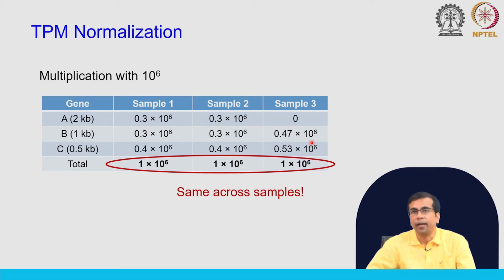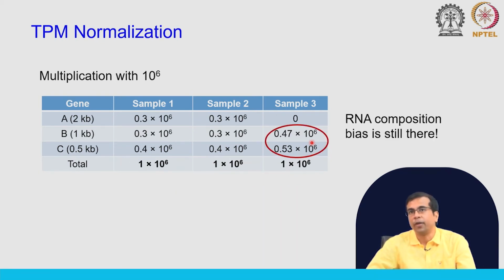Okay. And now we can then compare perhaps these across samples, but the problem is we have not addressed the RNA composition bias and it is still there. Which means again we will reach some erroneous conclusions because we have not addressed the issue that gene B and gene C get more reads only because gene A shows lower expression in sample 3.